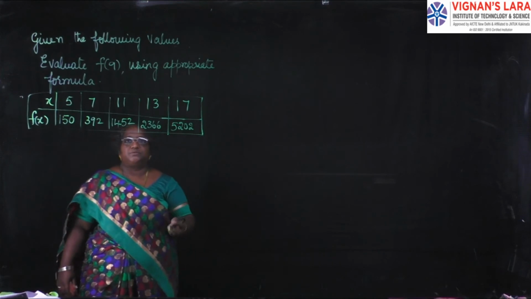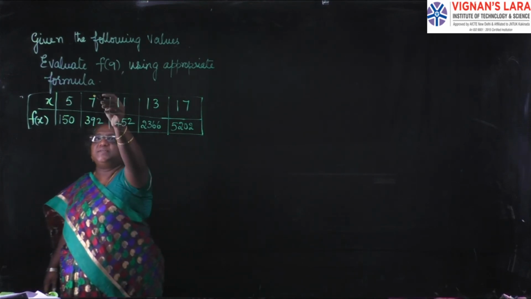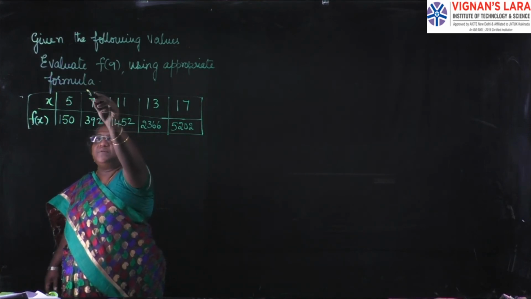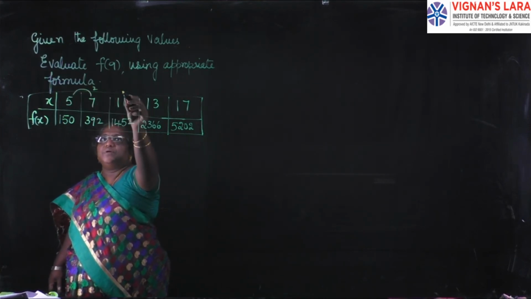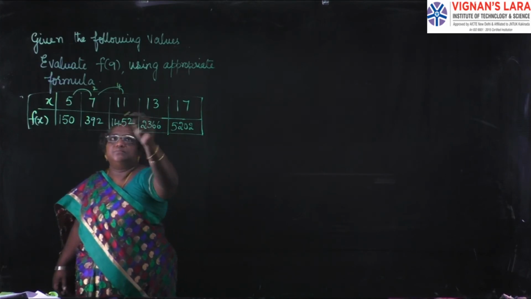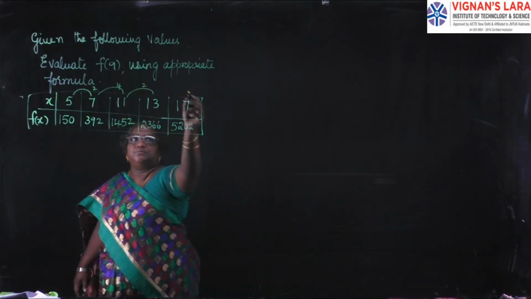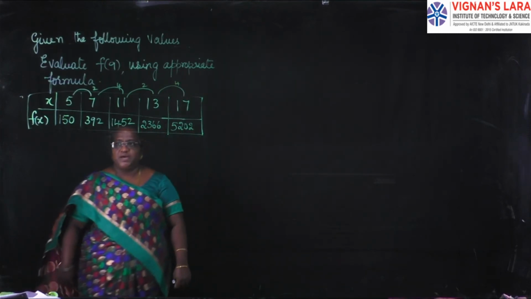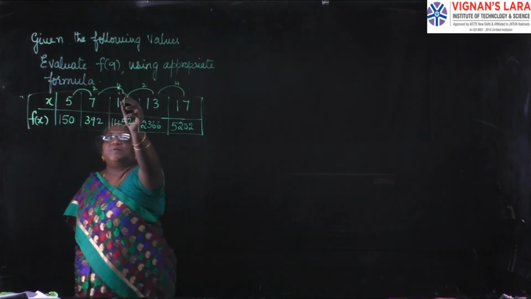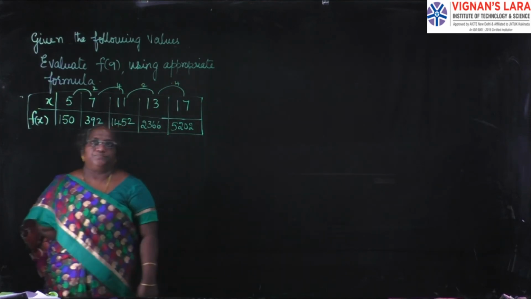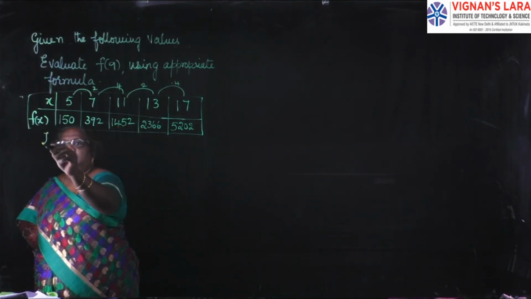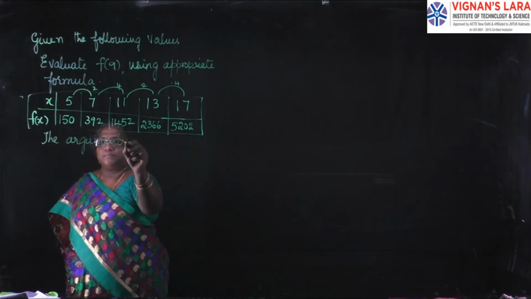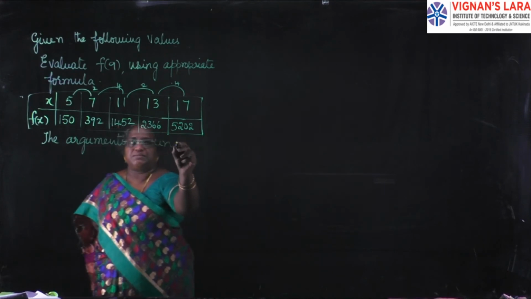Which formula suits this is to be decided by seeing the spacing between the arguments. 7 minus 5 is 2. 11 minus 7 is 4. 13 minus 11 is 2. 17 minus 13 is 4. They are not equally spaced. If they were equally spaced, all these values would be the same. So the arguments are unevenly spaced.